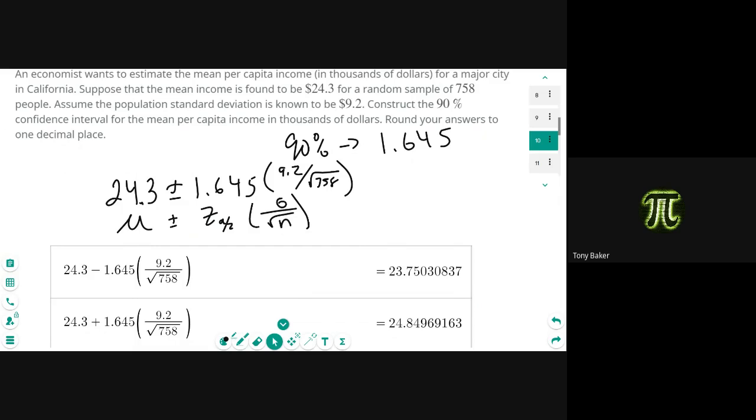They want it to 1 decimal place, so 23.8 to 24.8. Good with that one? Okay.